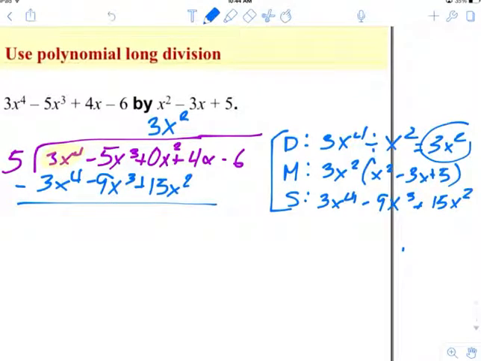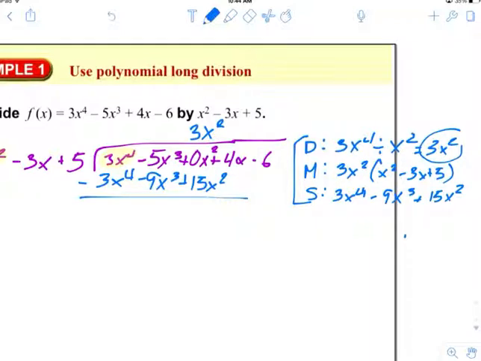Complete that subtraction step. So 3x to the fourth minus 3x to the fourth gets canceled out. Minus 5x to the third minus a negative is a plus. Plus 9x to the third gives me 4x to the third. And minus 15x squared. Don't forget your B. You want to bring down the next term, which is plus 4x, and then repeat.